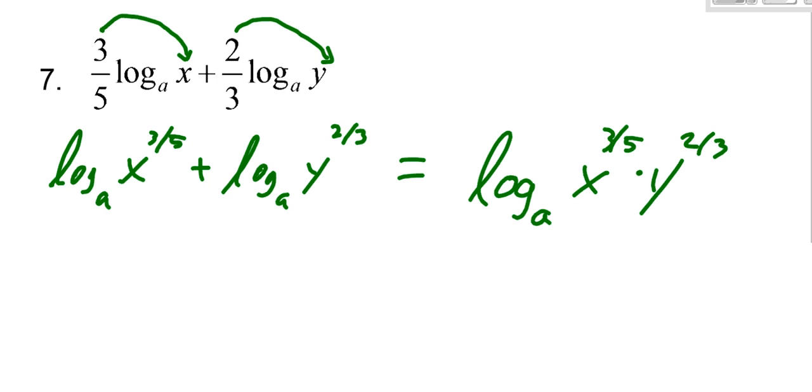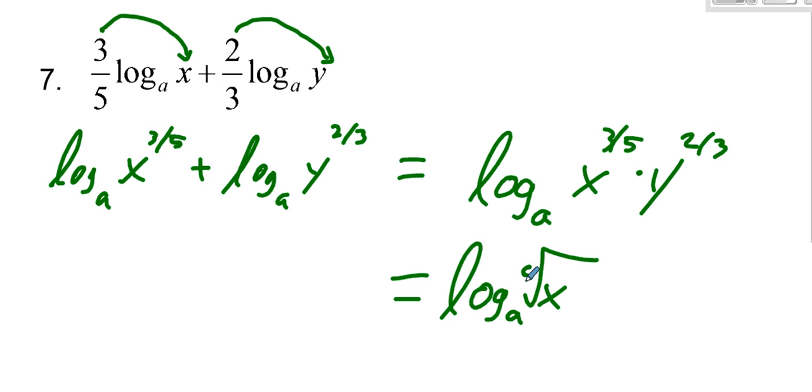And there's a couple ways you can do this. This isn't wrong written this way. It's the same as writing it as the 5th root of x cubed and the 3rd root of y squared.